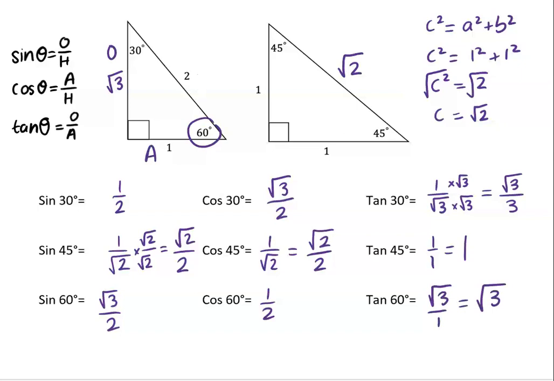And so there we have exact values for common angles in the first quadrant of the unit circle, or the trig ratios for angles between 0 and 90 degrees that are quite common.